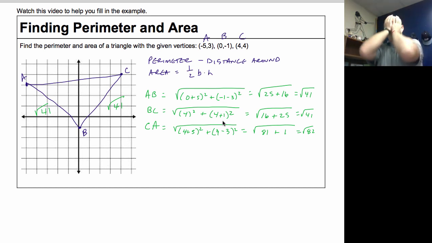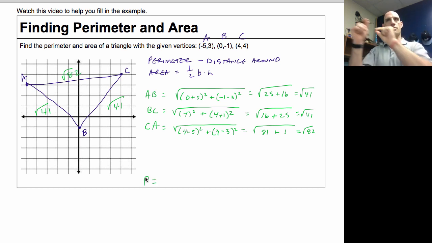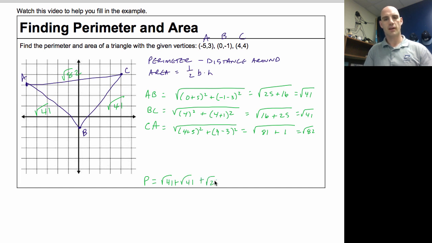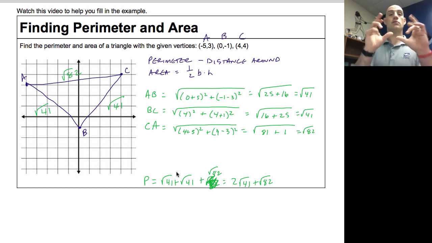So, what are we going to do now? Well, I can find the perimeter pretty easily. My perimeter is equal to the sum of all three sides. So I'm just going to say my perimeter is the square root of 41 plus the square root of 41 plus the square root of 82, which is equal to 2 square root 41, because I have two of them, plus root 82. Sorry about that. So my perimeter is 2 square root of 41 plus square root of 82.